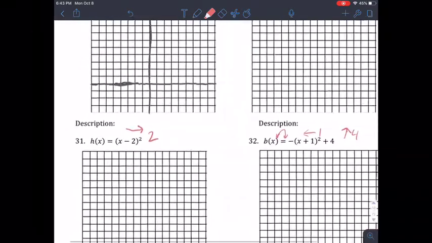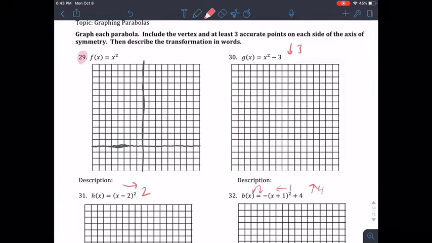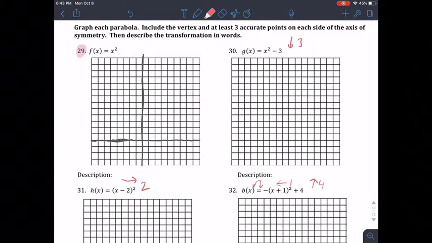For 29 to 32, another couple problems that, again, look a little hard, but are pretty easy. These are just graphing, you guys. I'm going to be mean, and I'm going to graph the easy one. I'm going to graph the parent function. But I'll tell you now, pause the video if you need to write these down. These are all the transformations for every single one of them.